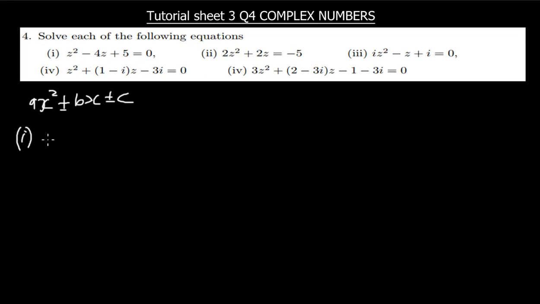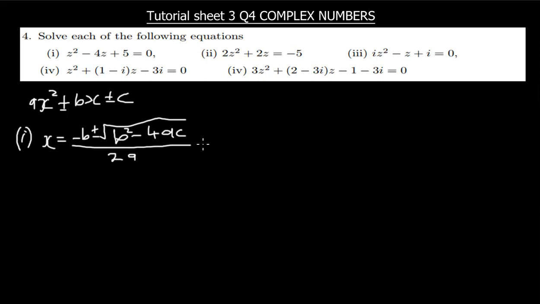So the general formula says when you want to find the roots of x, or the values of x, you say negative b, and then plus or minus the root of b squared minus 4ac, then everything divided by 2a. So this is the way the formula is.